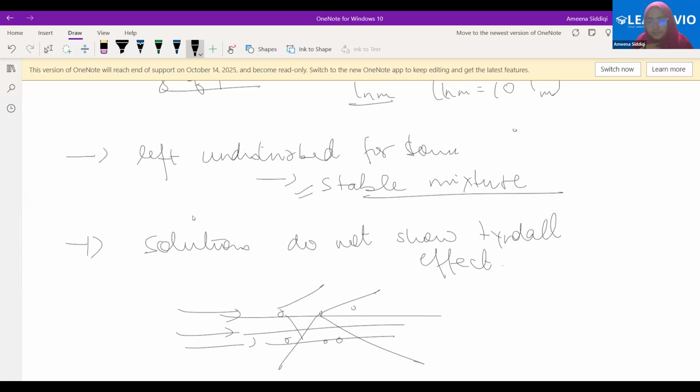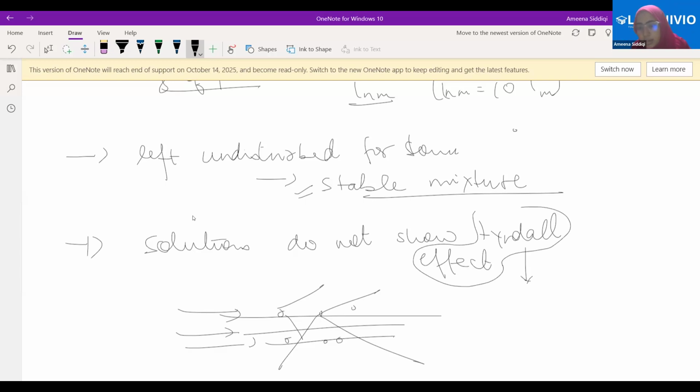Since the particles are very, very small here, the rays of the light do not get scattered. If they are not getting scattered, the path of the light will not be visible. Are you getting it? Therefore, that is the Tyndall effect. What is the Tyndall effect?